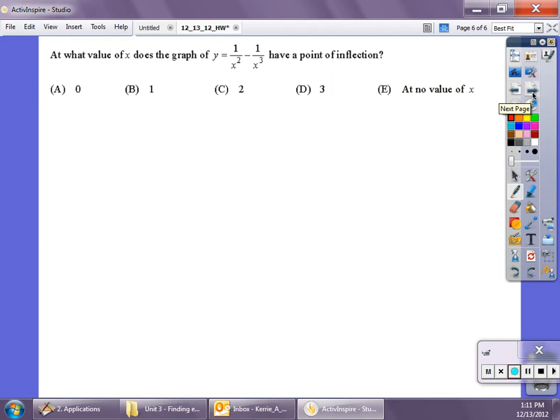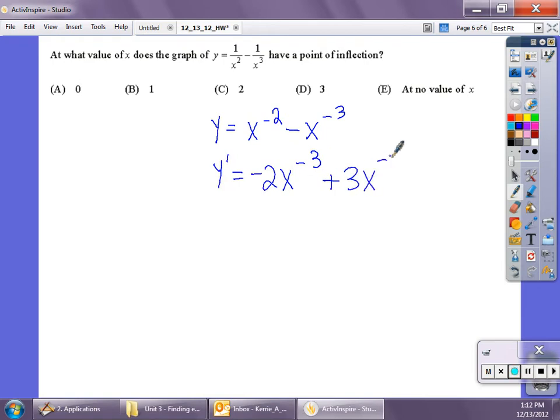At what value does the function have a point of inflection? So y is equal to x to the negative 2 minus x to the negative 3. y prime is equal to negative 2x to the negative 3 plus 3x to the negative 4. y double prime, which is what we need for a point of inflection, would be positive 6x to the negative 4th minus 12x to the negative 5th.